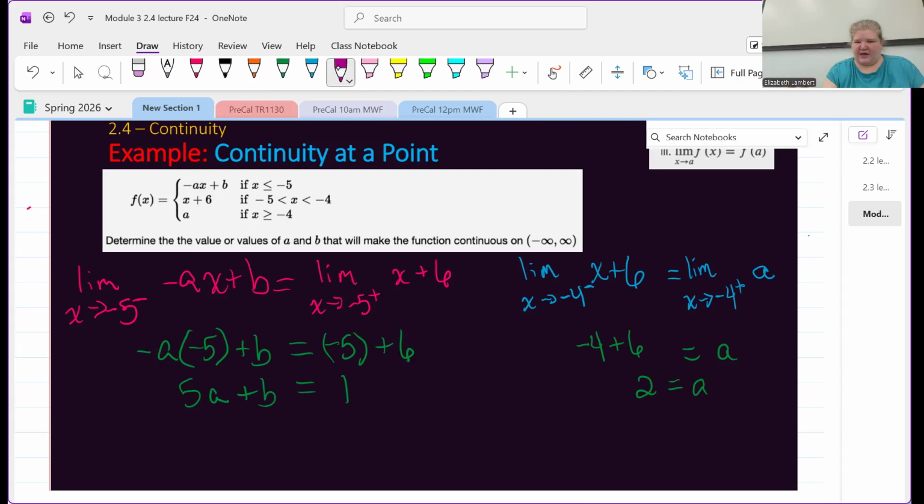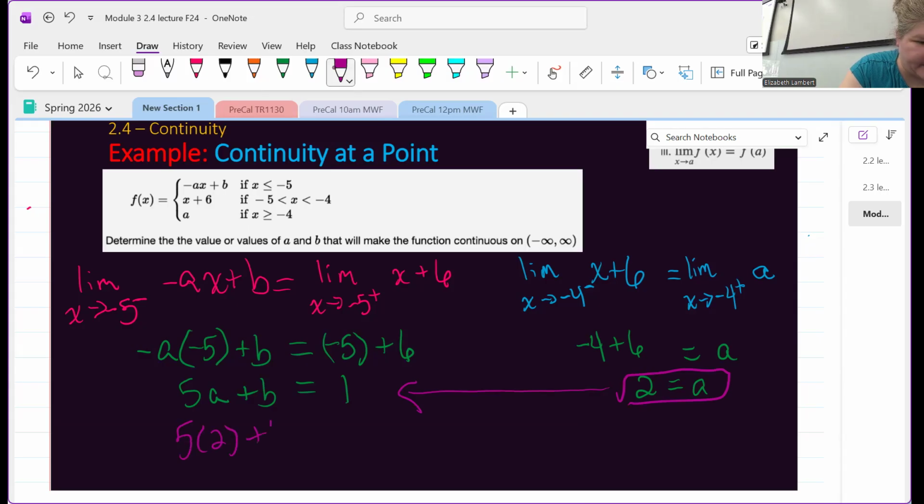So I've evaluated my limits by plugging in the x values, and I have two equations. Now, it turns out one of my equations is straight up telling me a value. So that's one part of my answer straight away. But since I know a is 2, I'm going to shoehorn that in here for a, and then finish out the math to figure out b. So I've got 10 plus b equals 1. I minus the 10 over, so my b is going to equal negative 9.